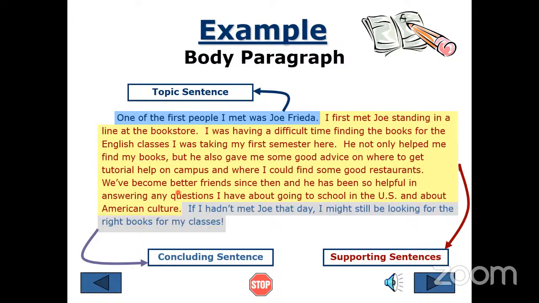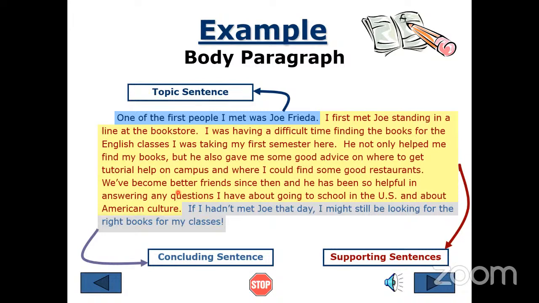I first met Joy standing in a line at the bookstore. I was having a difficult time finding the books for the English classes. I was taking my first semester here. He not only helped me find my books, but he also gave me some good advice on where to get tutorial help on campus and where I could find some good restaurants. We've become better friends since then, and he has been so helpful in answering any questions I have about going to school in the US and about American culture.